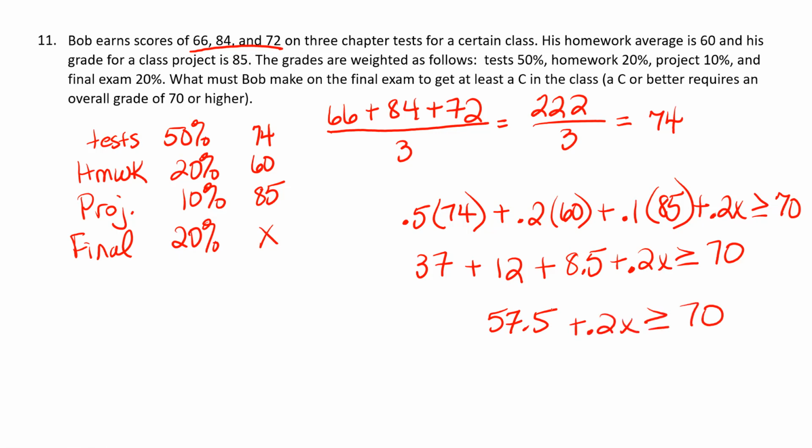Subtract 57.5 on both sides, and we'll have 0.2x is greater than or equal to 12.5. Divide both sides by 0.2, and you are going to get x greater than or equal to 62.5. So he would need to get a 62.5 or greater on his final to get a C.